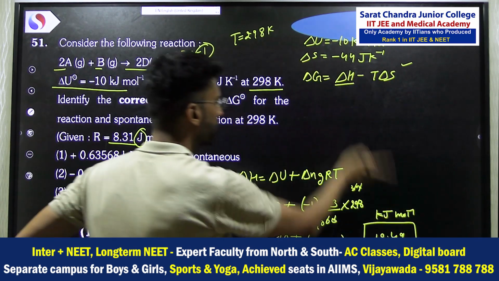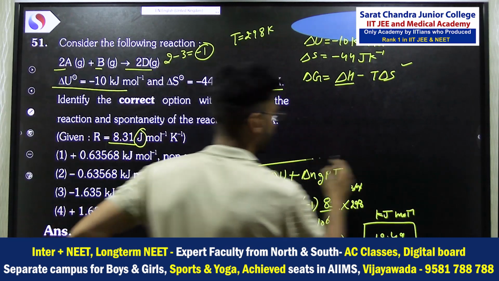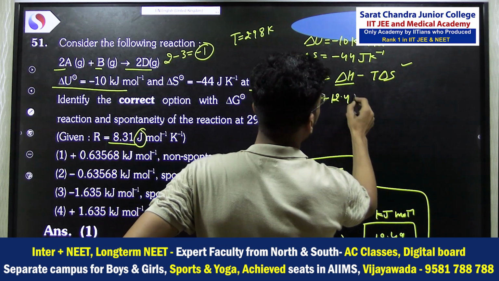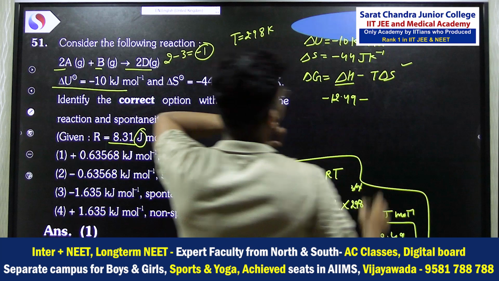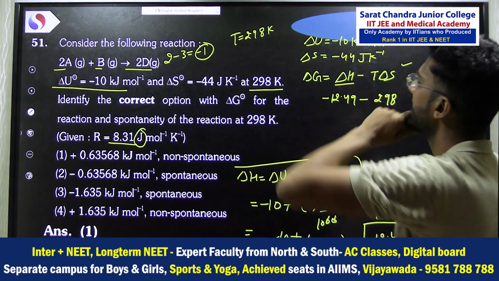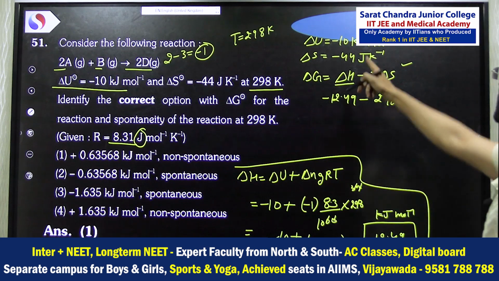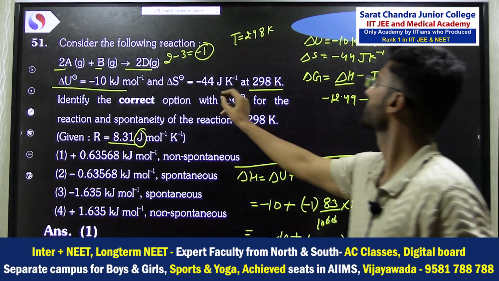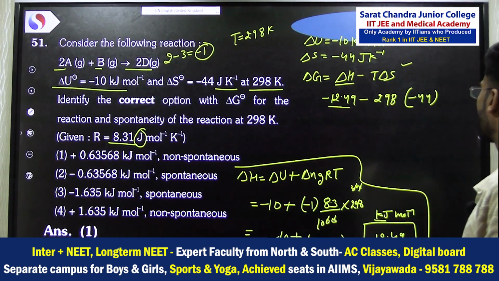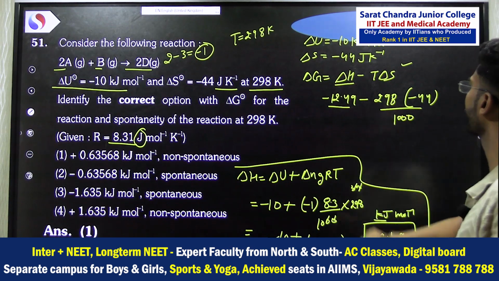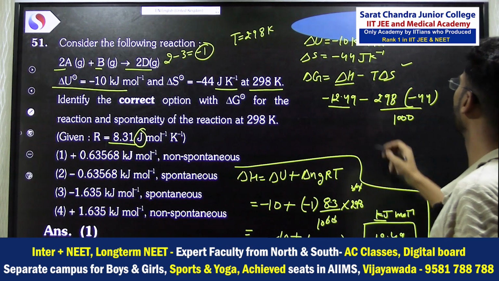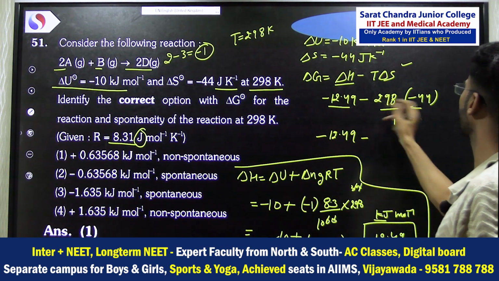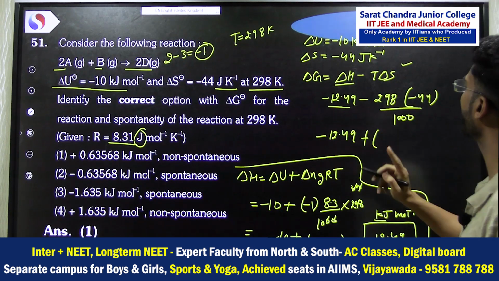Now we have to put the value of delta H into this. So delta H comes out to be minus 12.49, and the temperature given is 298. The delta S value is already given, minus 44, but this is in joules per Kelvin and this answer is in kilojoules, so again we have to divide it by 1000. Simply, I can multiply it this way. This is minus 12.49 minus, and minus and minus become positive. This is a simple mathematical calculation.